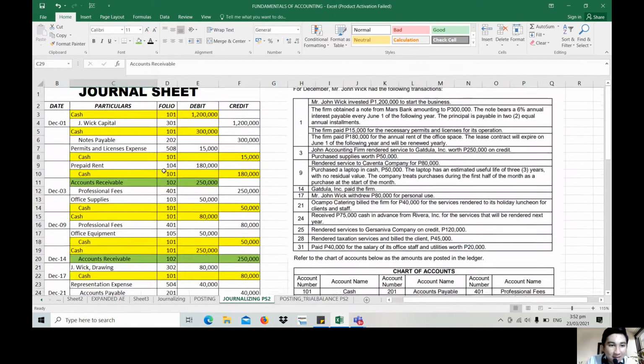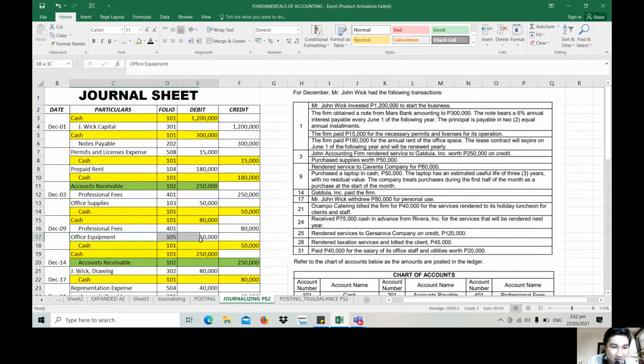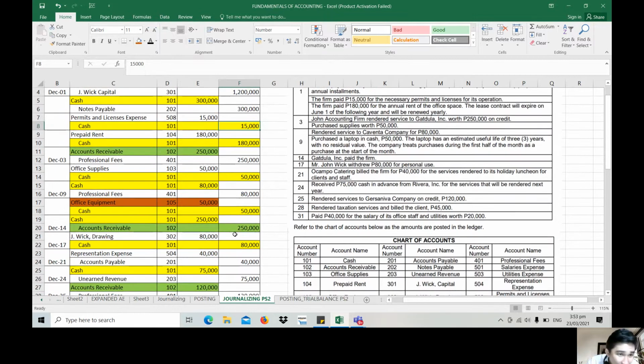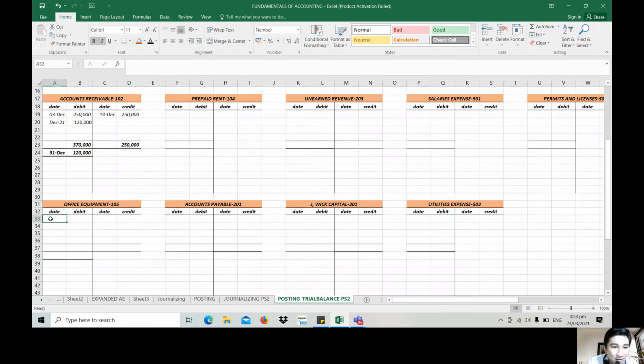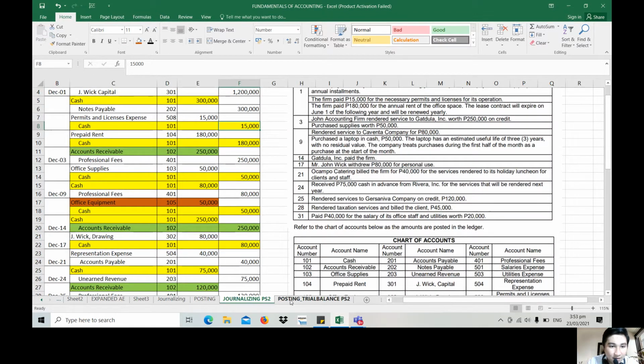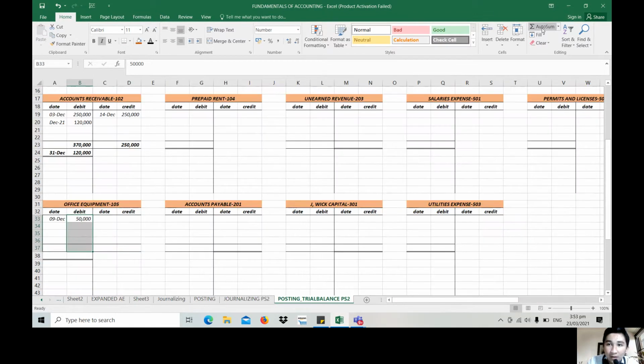Now, for the office equipment, isa lang naman yung item natin for office equipment. Ito. Ayan. Ibang color na naman, to emphasize. Ito lang. Office equipment debit, December 9, 50,000. So, I think we don't have any, so therefore, 50,000 lang talaga yan. Pwede na natin idiretso actually.